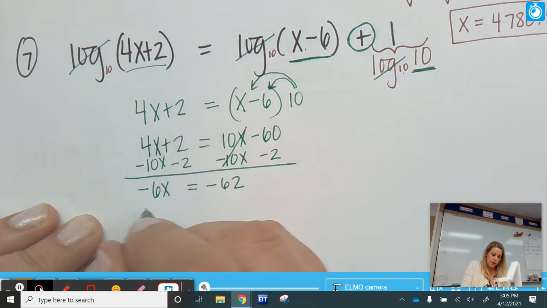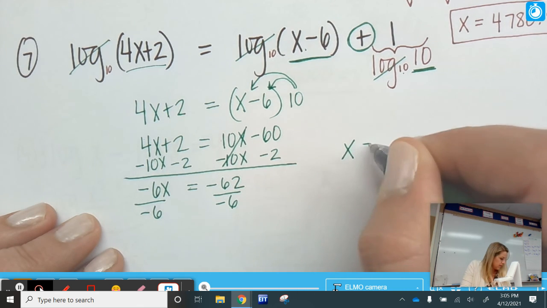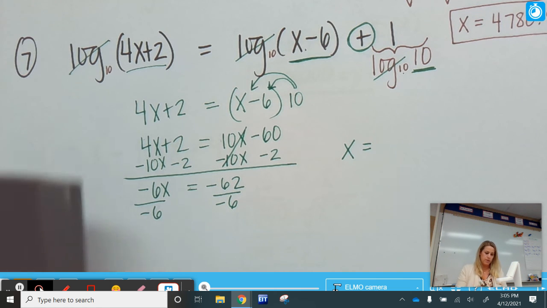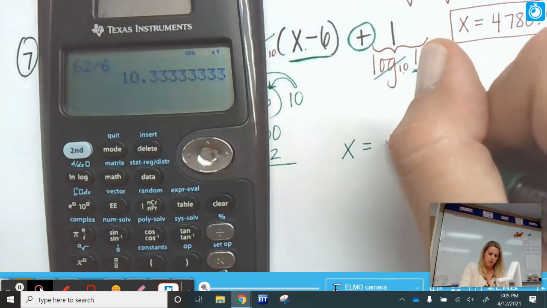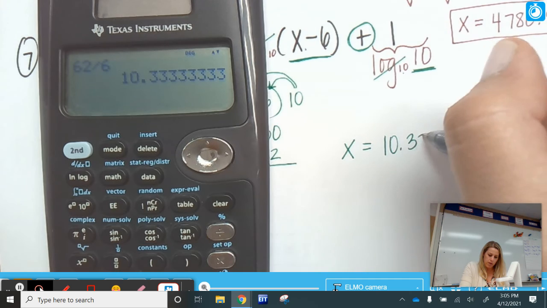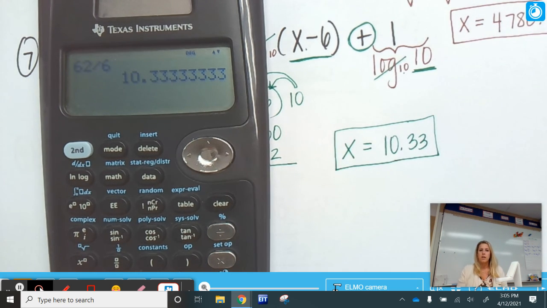And then the last thing I have to do is divide by a negative 6 to get my answer. On my calculator, 62 divided by 6. I know it's going to be positive. You get 10.3 repeating. So I'll just leave it as 10.33. And that would be my answer.